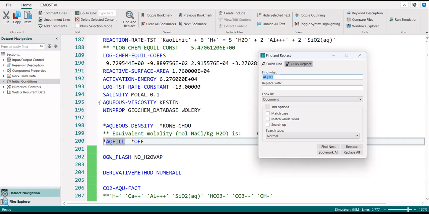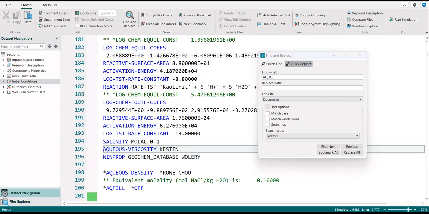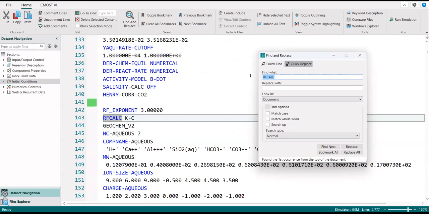And then let's see, aqueous viscosity. All right, and then we use Castin. This is the viscosity model for the aqueous phase. It must be followed by Castin for the Castin correlation in this case. And then maybe, do we have something called RF calc? Okay, so this is to specify computation of phase resistance factor caused by change in fluid porosity due to solid deposition or mineral precipitation or dissolution.